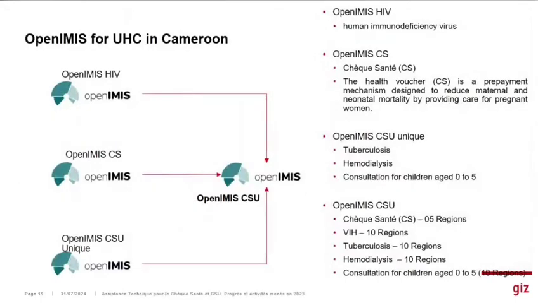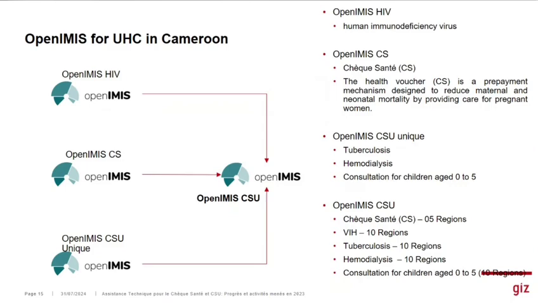So how did this start? Like I already mentioned in the history, in Cameroon we had already some implementation of openIMIS. So we had the openIMIS HIV implementation, we have the openIMIS Check Santé implementation, the second one here in the middle. When we started in 2023, we implemented another standalone openIMIS CSU, which I call unique.